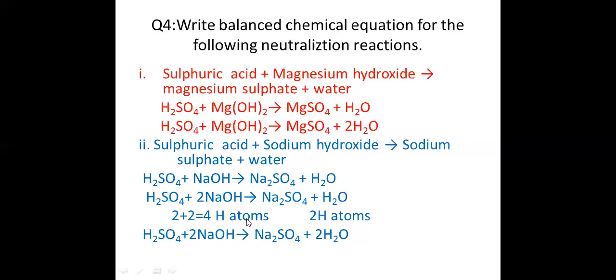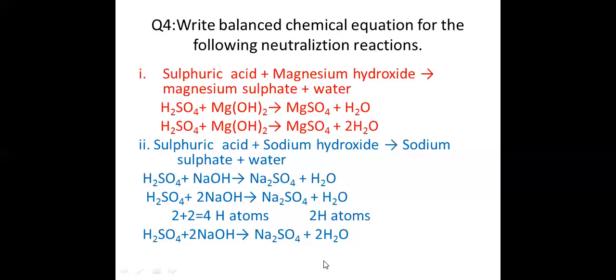Let us see the number of hydrogen atoms at the right side and at the left side. At the left hand side, we have 2 plus 2, 4 hydrogen atoms. And at the right hand side, we have only 2 hydrogen atoms. So in order to balance the hydrogen atoms, you will multiply water by 2. And you can see 2 2s are 4. 4 hydrogen atoms are also present at the right hand side.